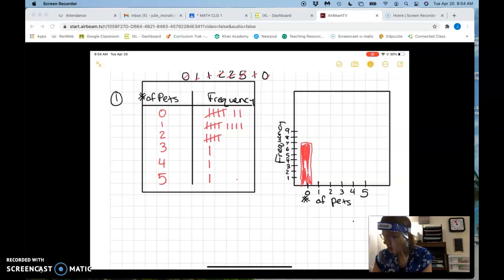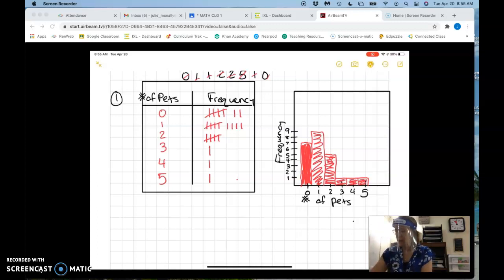So for 0, there were 7 people that had 0 pets. For 1, I had 9 people that had 1 pet. Remember, my bars have to touch, so I'm trying to space them out so that they touch each other. There are 5 people that have 2 pets, and 1 each for 3, 4, and 5. So there we go, there's our histogram with this data.